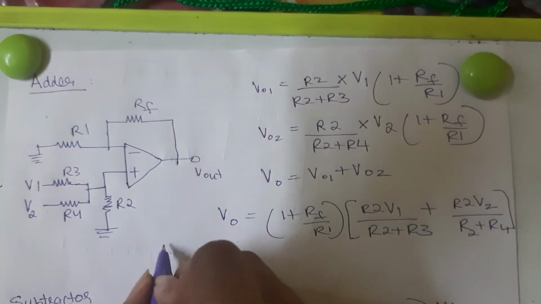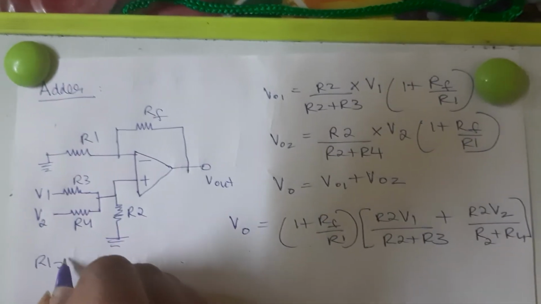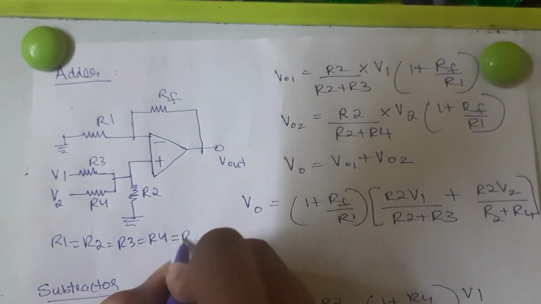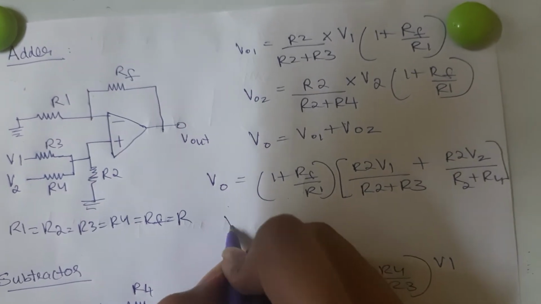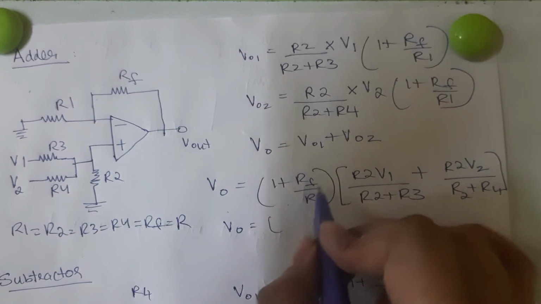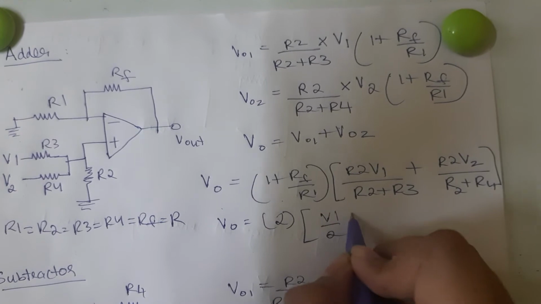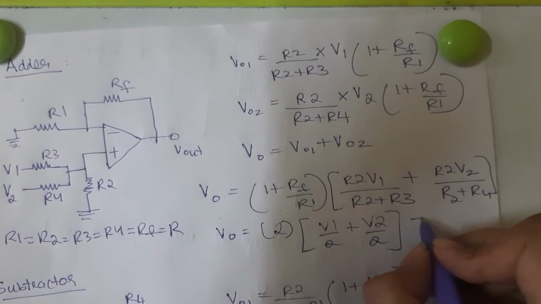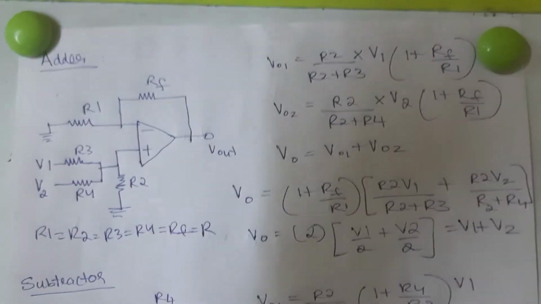we will get the expression if all the R's, R1 equal to R2 equal to R3 equal to R4 equal to RF equal to R. When all this is done, I will get V0 equal to, my gain will be 1 plus, both are equal, so 2 into V1 by 2 plus V2 by 2, and 2 cancelled, my V0 will be V1 plus V2. This is nothing but adder.